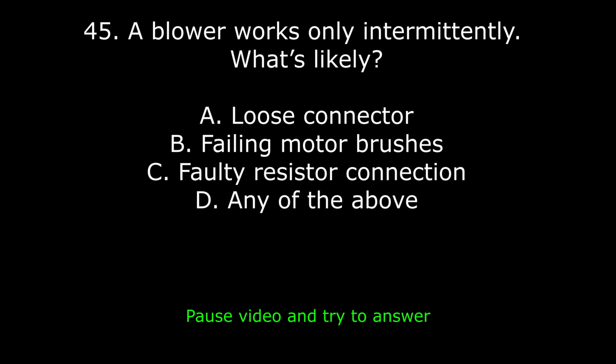45. A blower works only intermittently. What's likely? A. Loose connector. B. Failing motor brushes. C. Faulty resistor connection. D. Any of the above. Answer: D. Any of the above. Explanation: all can intermittently open the circuit, causing blower failure.